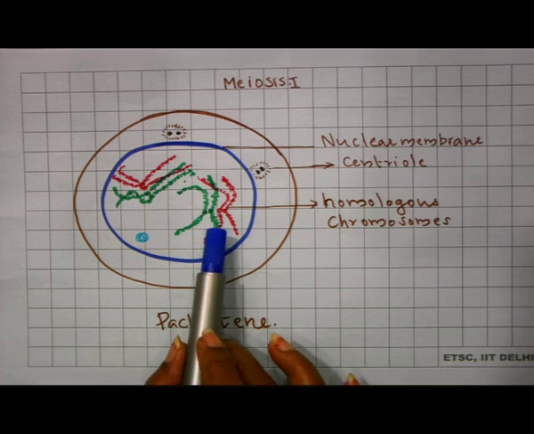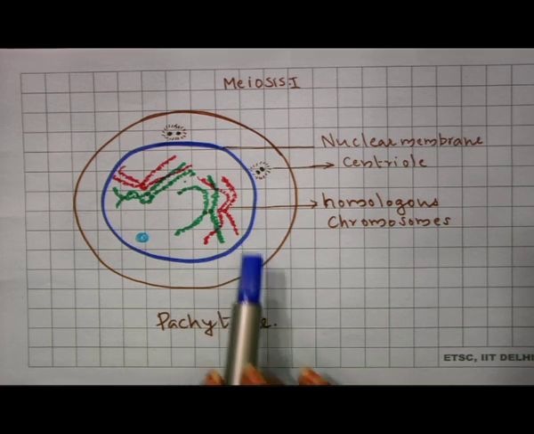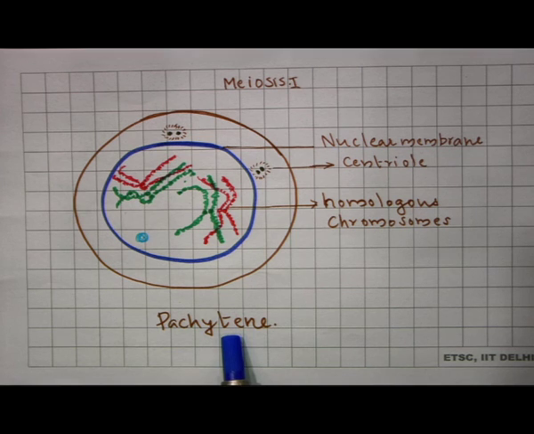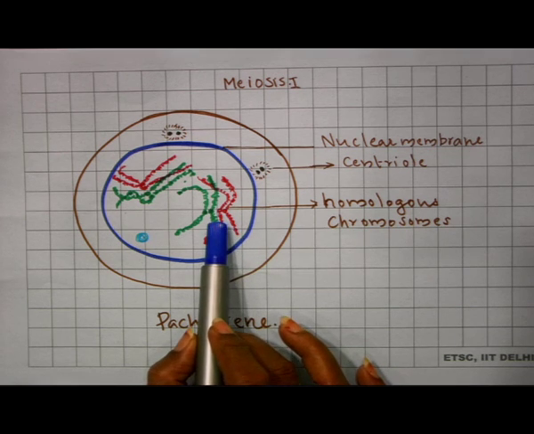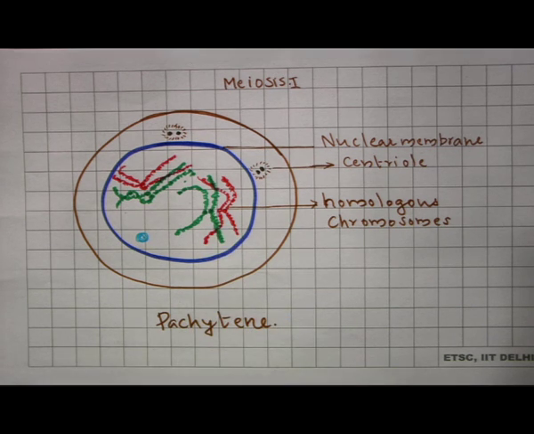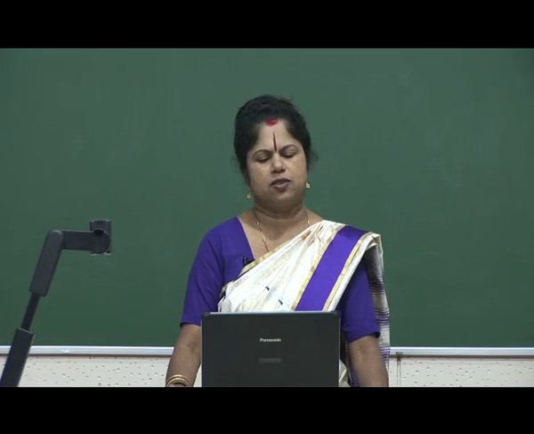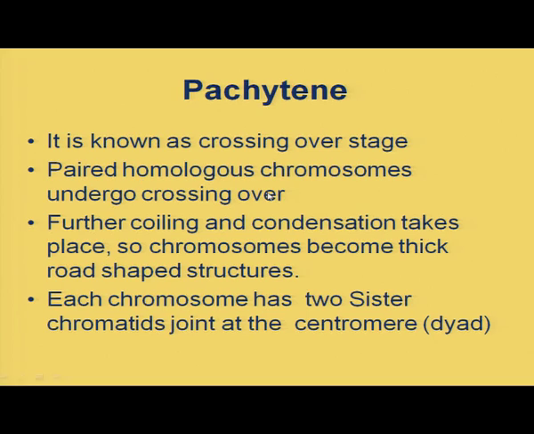So this crossing over takes place during Pachytene stage. The point of crossing over, that is known as chiasma. So it is known as crossing over stage. Which stage is known as crossing over stage? Pachytene stage. Paired homologous chromosomes undergo crossing over. Paired homologous chromosome means bivalent. Bivalent, they show crossing over.